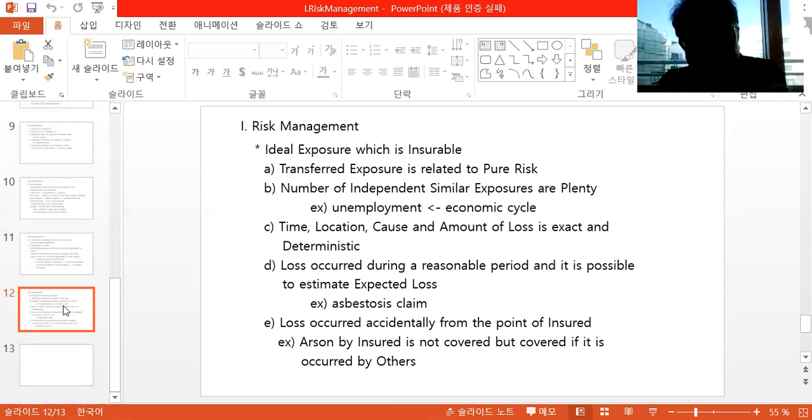And next, the loss must occur accidentally from the point of view of the insured. It has to occur randomly. For example, arson by the insured is not covered, but it is covered if it is done by others. If arson is by the insured, it's like you set fire yourself to get an insurance payout from the insurance company. This happens once in a while even in the US, where insureds set fire to their house or building if it is old and their business is not good, to get insurance money. So the loss adjuster has to find out whether that fire is arson or not.